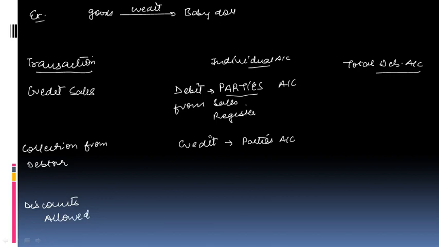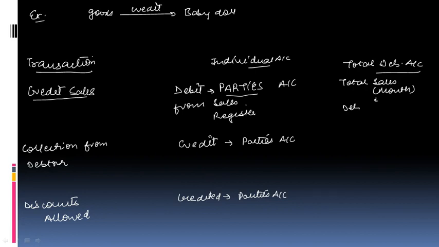Discounts allowed. So if you have allowed the discount, then it is again going to be credited to party's account. Got it? But what is going to be the effect on total debtors account? Because right over here, whatever the total credit sales have been achieved during the concerned month, the total sales for the concerned month is straight away debited to the control account.